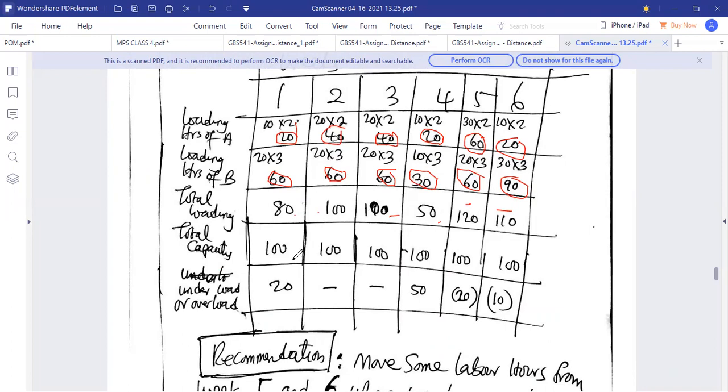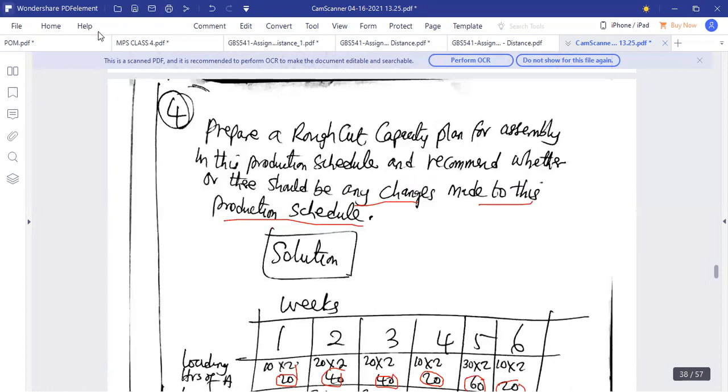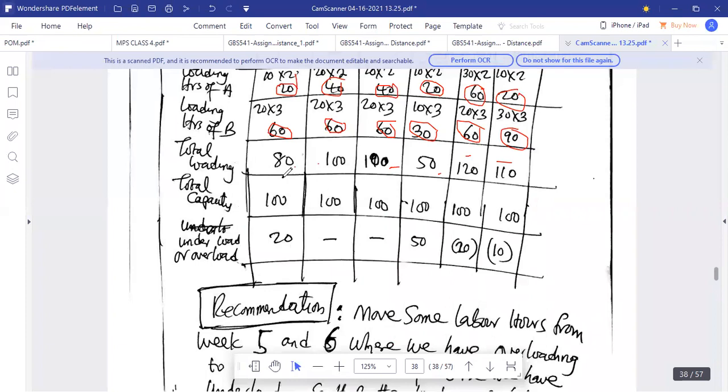Now, we need to compare the loading of hours with capacity. That's the term rough cut planning. So here, we just compare the loading of hours with capacity in each week and for the total. Here the weekly capacity is 100 hours, okay? So here, we are okay, because we have a total loading of 80 and capacity is 100. Here we are at par with capacity. Then here also we are at par with capacity.